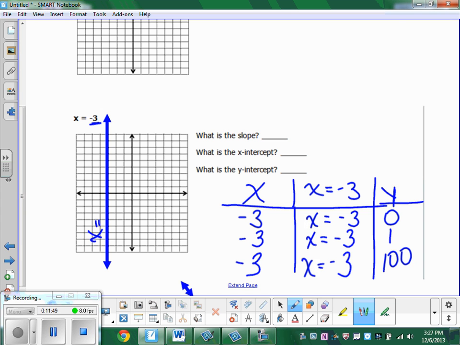That being said, let's find our x-intercept. Where does this line cross our x-axis? Well, it seems to happen right here. Therefore, our x-intercept is (-3, 0). But what about our y-intercept? If we look at this line, we can see that it's parallel to the y-axis. If it's parallel, it's never going to cross the y-axis, meaning that we have no y-intercept.